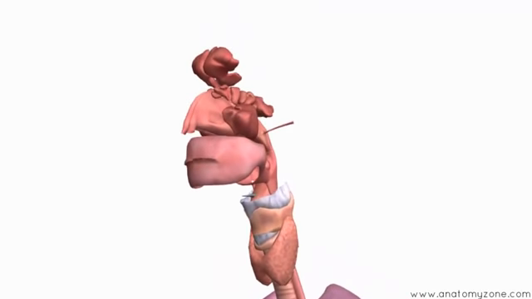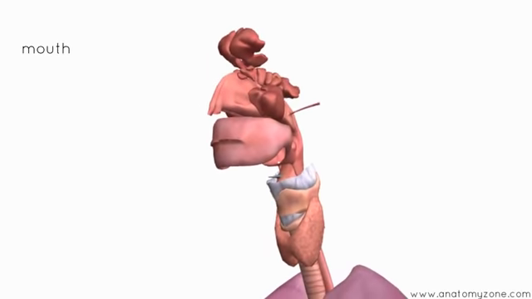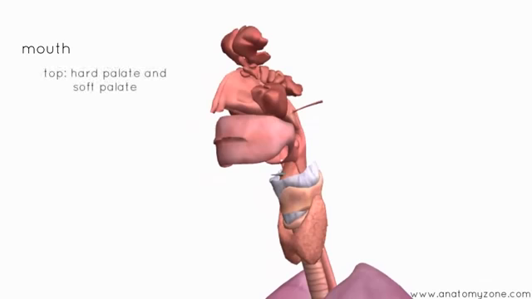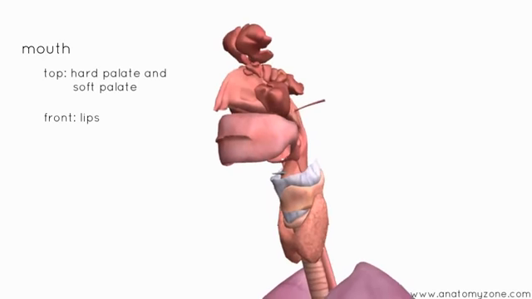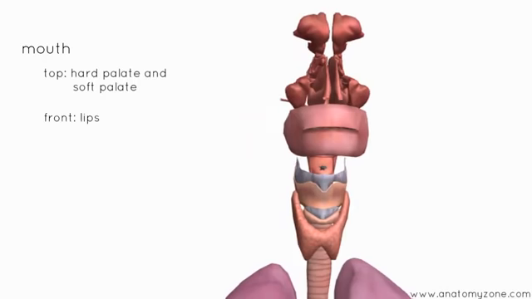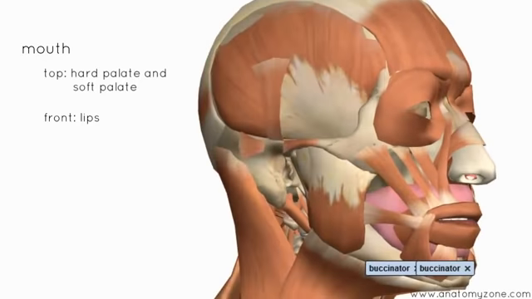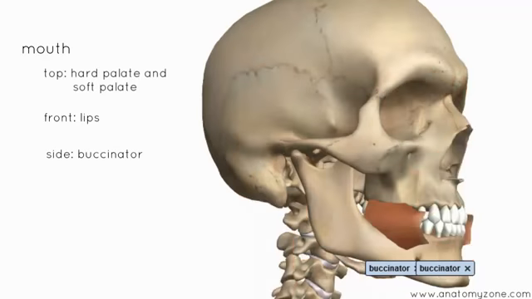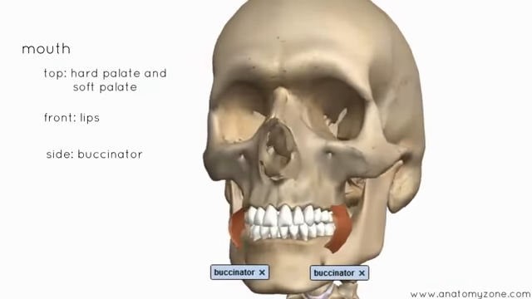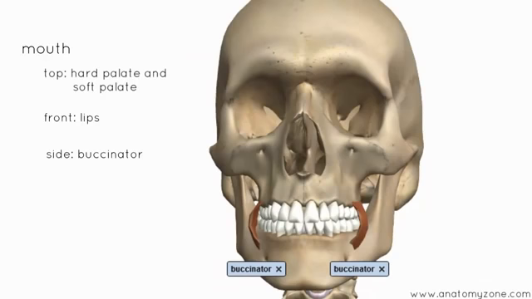Digestion begins at the mouth, and the mouth is formed by the hard palate and soft palate at the top, and you've got the lips at the front, which you can see here. The side walls of the mouth are made up by a muscle called the buccinator. If I isolate that, you can see this muscle making up the side walls of the mouth. And then you've got the teeth and tongue inside the mouth.